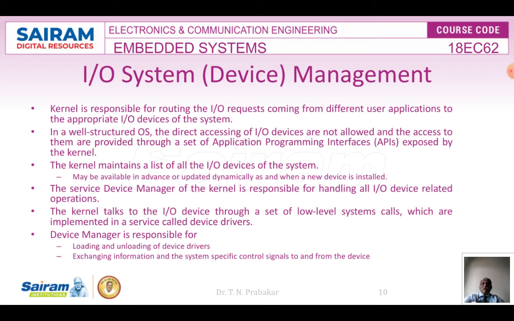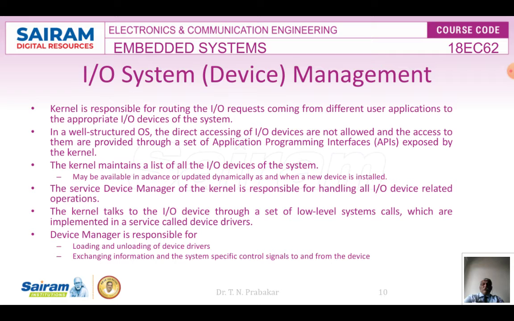Now we'll go through this. The kernel is responsible for routing the IO request, right? Say for example, my process may read some data from the peripheral, or it needs to write some data into the peripheral, right? So in that case, there should be a driver that is compatible with this system along with the corresponding peripheral, right? So that is actually provided by this operating system.